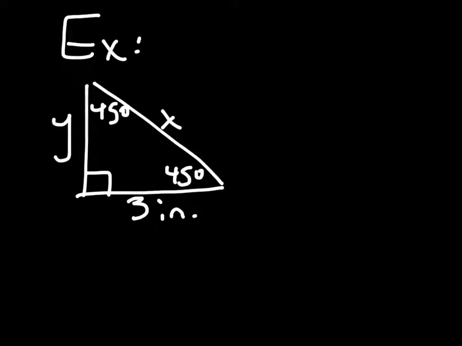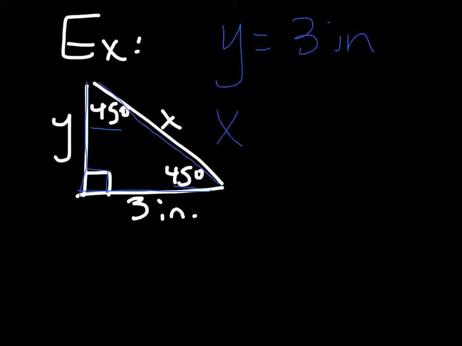So we look at this triangle, we see that it has a right angle, and the other angles are 45. So I know that my two legs must be the same length. So I know automatically that y equals 3 inches. Okay, now my hypotenuse is going to be the length of that leg times the square root of 2. So x equals 3 times the square root of 2.